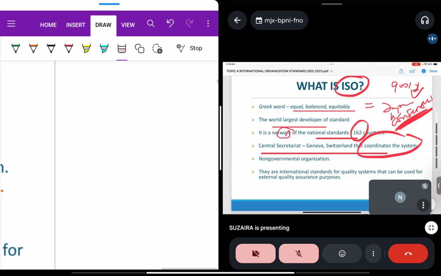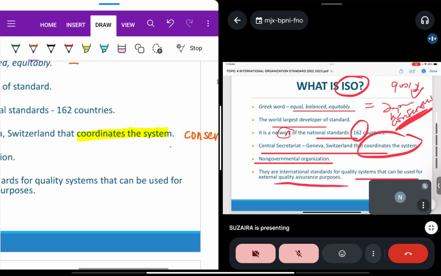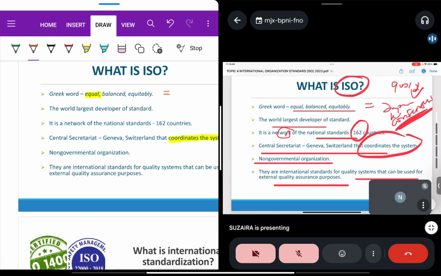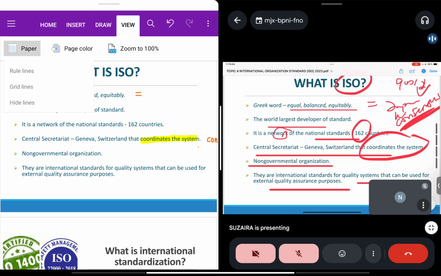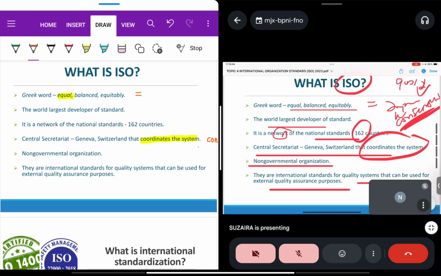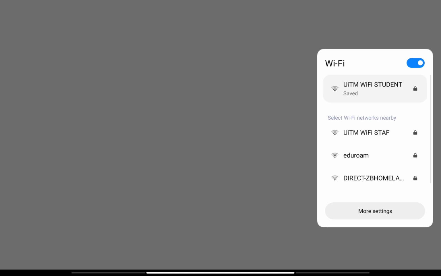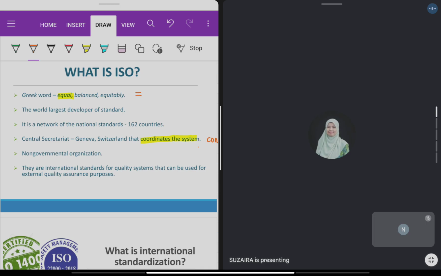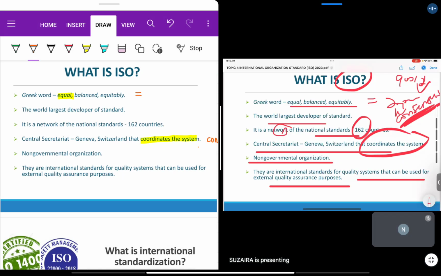Okay. It is a non-governmental organization, and it can also be used for external quality assurance purposes, because we know that ISO is more towards documentation and requirements. Okay, so it's a credit to them.